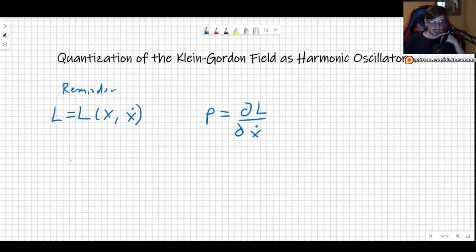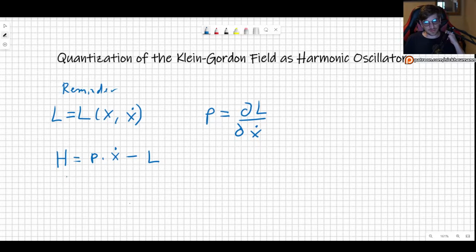With this, we could then find the Hamiltonian description. This is why we're interested, because we want to be able to find the Hamiltonian once we're dealing with quantum field theory. The Hamiltonian we found by taking the canonical momentum, multiplying it by x dot, and then subtracting the Lagrangian. That's what we did before.